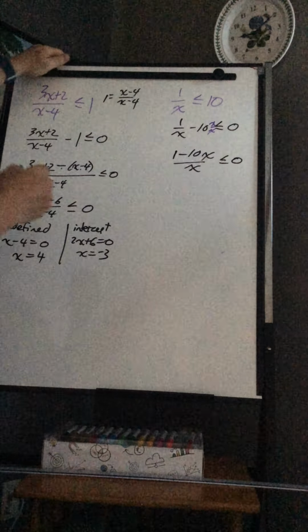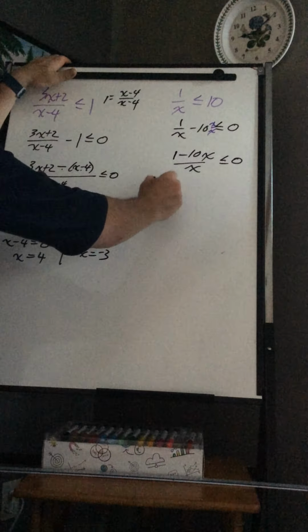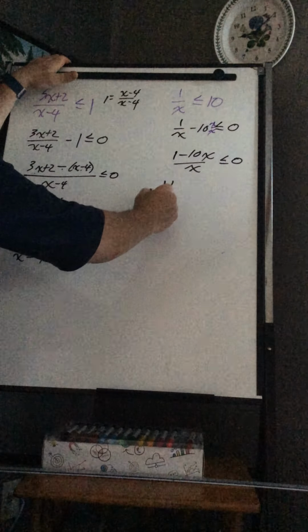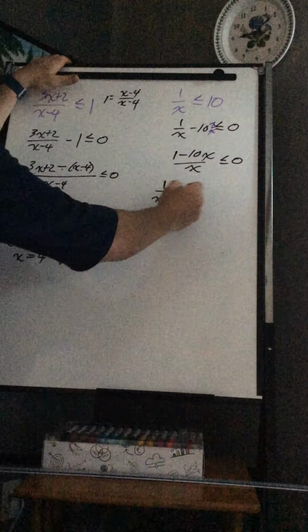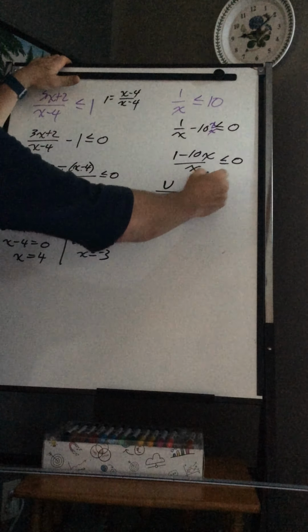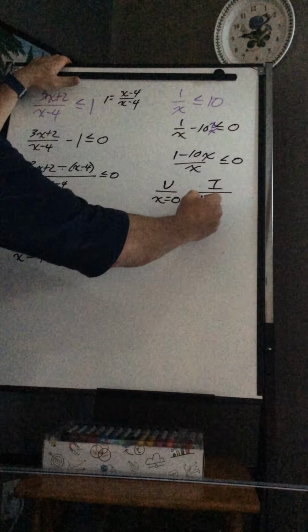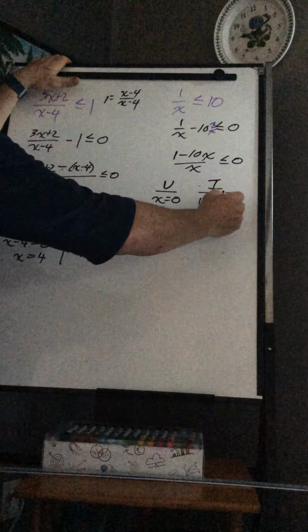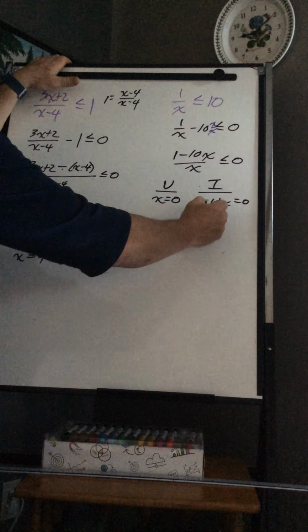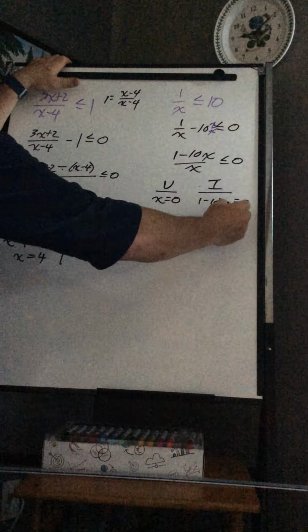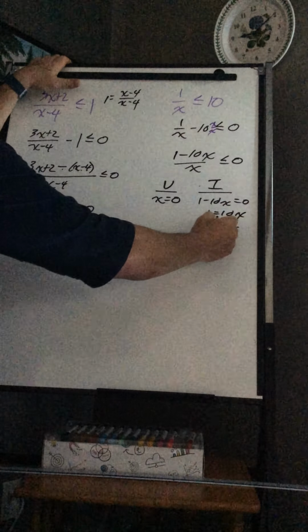The other one, same deal. We have one that's undefined, and it's going to be when x equals 0. Pretty basic on that one. And then the other one, the intercept: 1 - 10x = 0. 1 equals 10x. x equals 1/10.